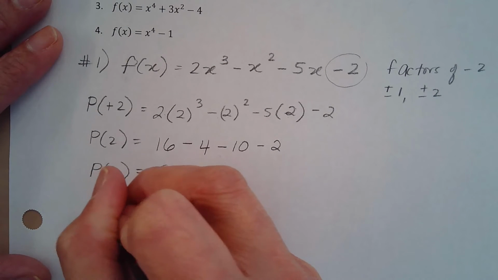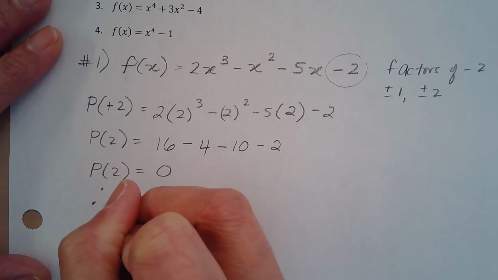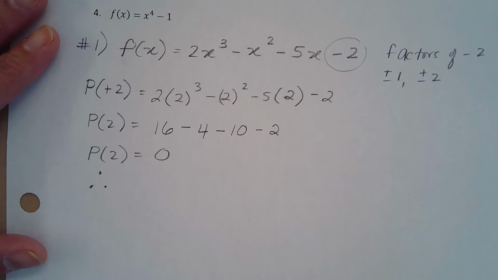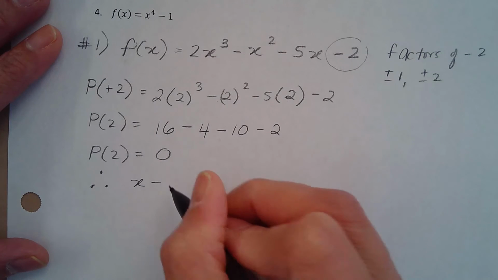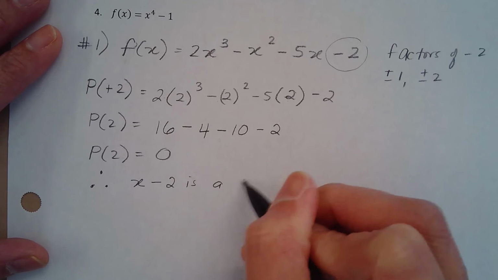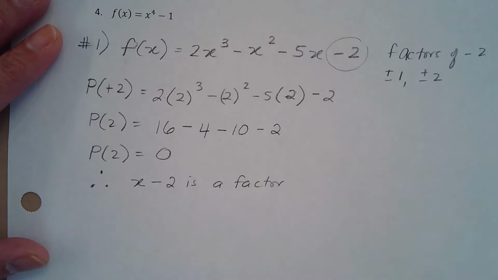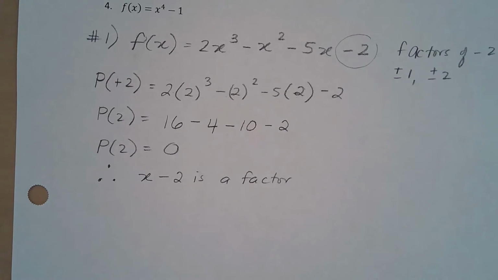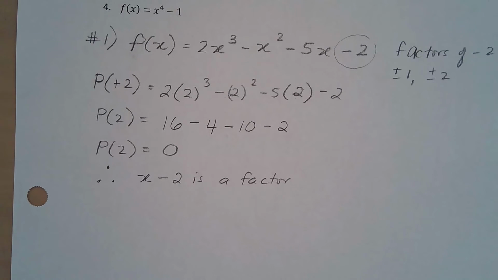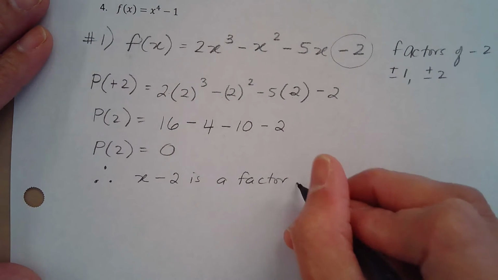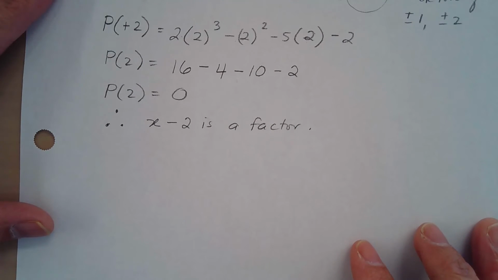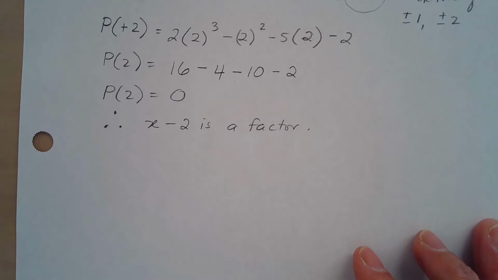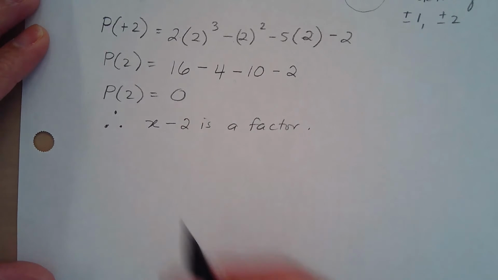Therefore, okay, x minus 2 is a factor. Okay, so we figured out one factor. Is there any other factor? Okay, so x minus 2 is a factor. So what are we going to do? Let's perform the long division so that we can figure out what the quotient is.